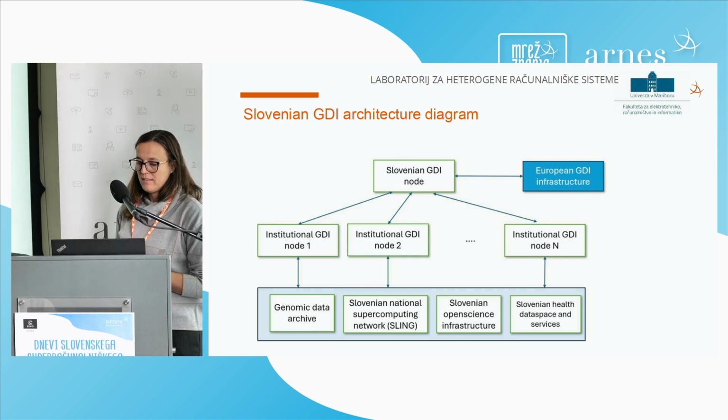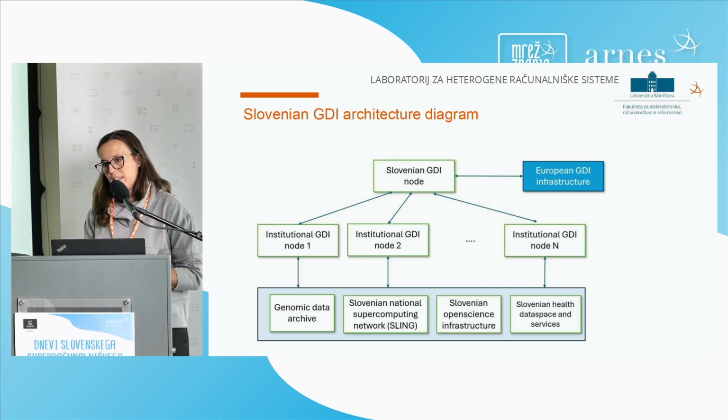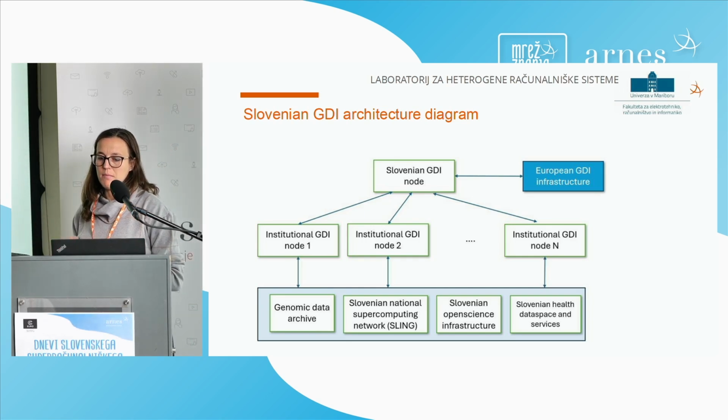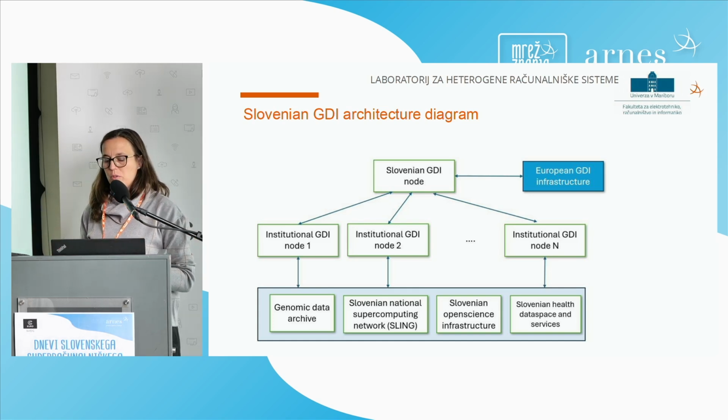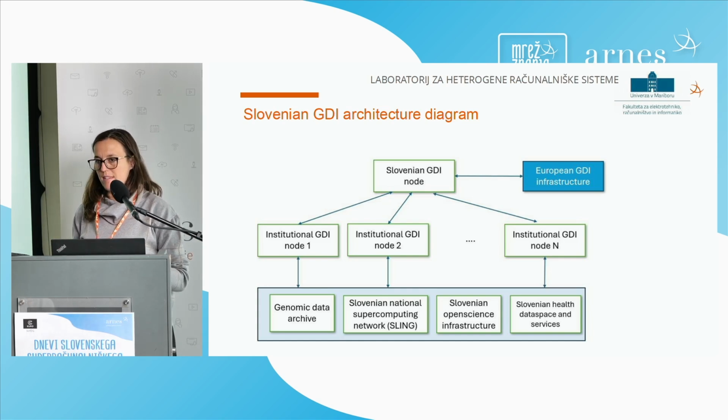To describe better what the Slovenian node of data infrastructure for this genomic data looks like, it is led by a team of Professor Oystein Sršek from Maribor. So we have a Slovenian GDI node that is connecting to the European GDI infrastructure and local institutional GDI nodes. Through this we can access the genomic data archive and compute through the Slink network, and have Slovenian open science infrastructure.